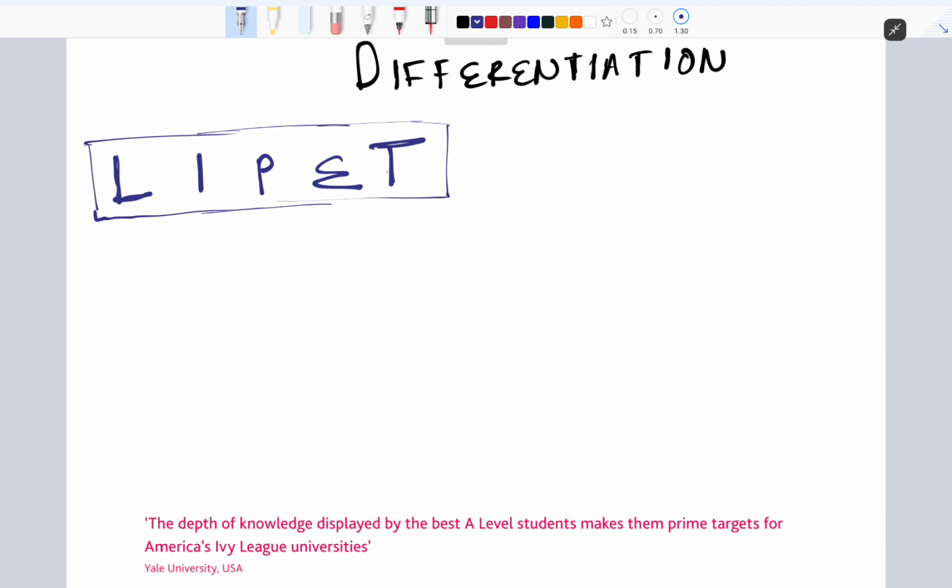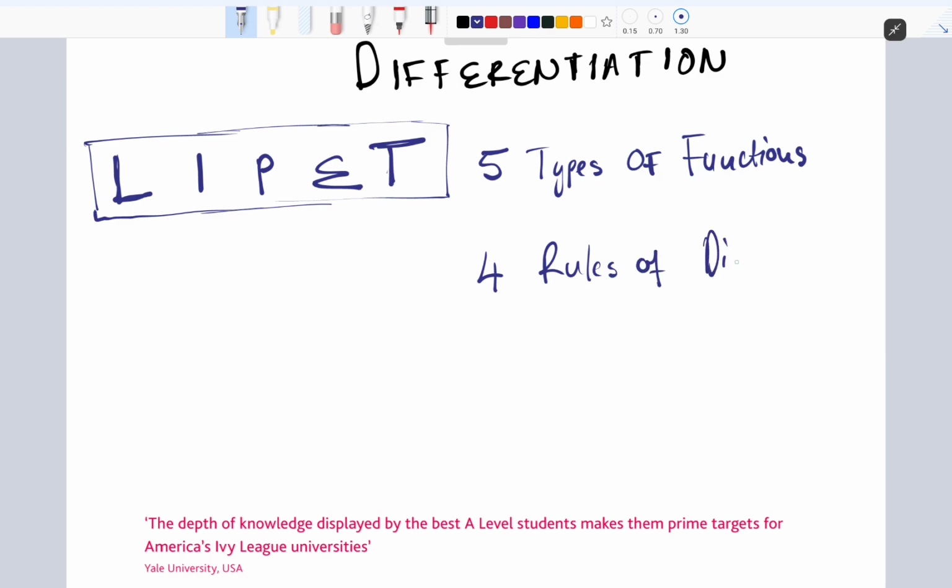Differentiation is hanging on, 1, the 5 types of functions. These are the things that we should know how to differentiate. Then we should be able to use the 4 rules of differentiation. So this is what we'll be having in differentiation. And of course, you're going to put 2 more things after that, and that is going to be parametric and implicit functions, or implicit equations, same thing.